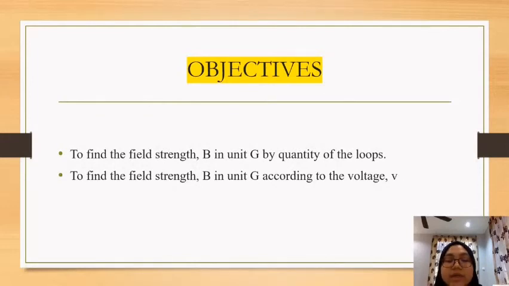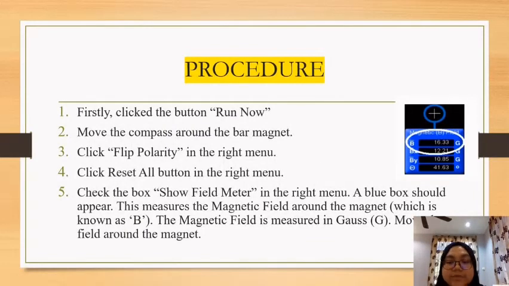The second one is to find the field strength B in unit G according to the voltage V. Okay, so the next is procedure. To do this procedure in the experiment, we need to click the link PHY simulation given in the lab manual. The first step is to click the button Run Now in that simulation.